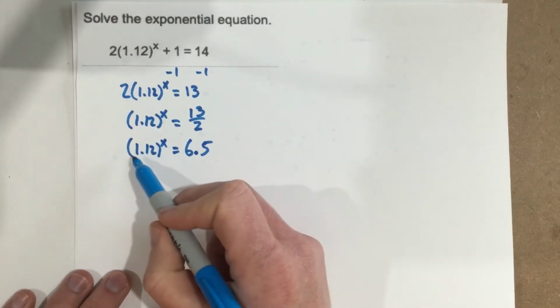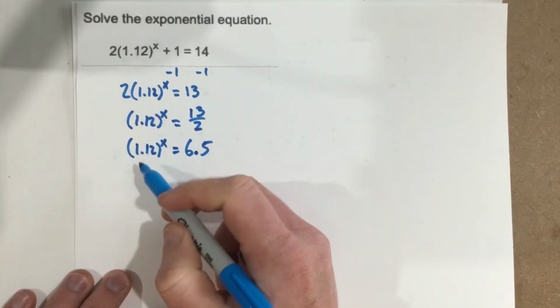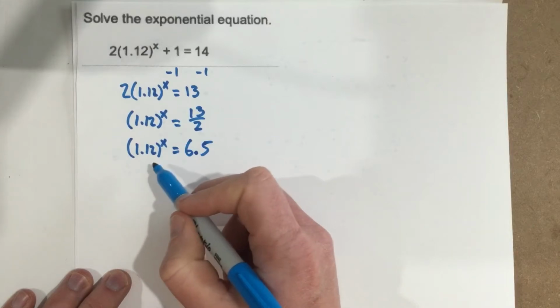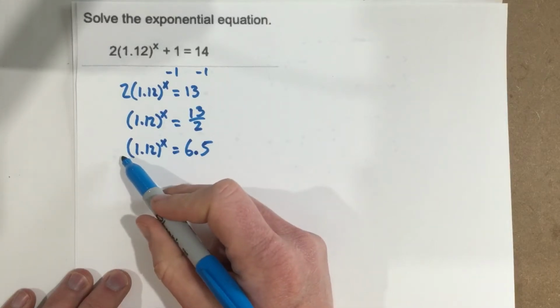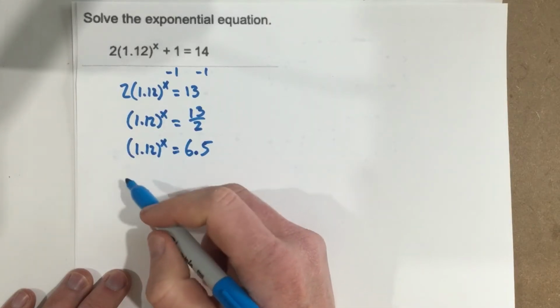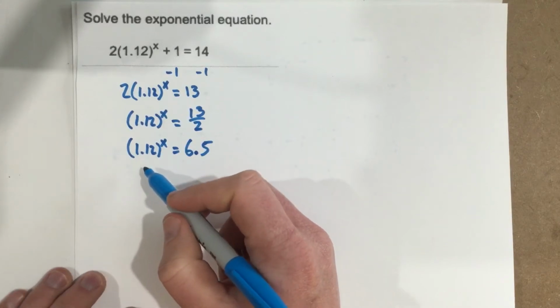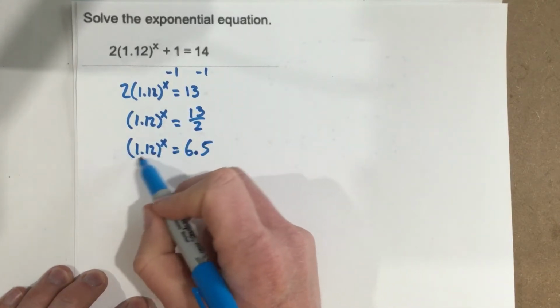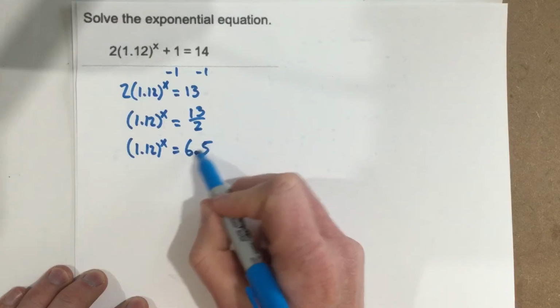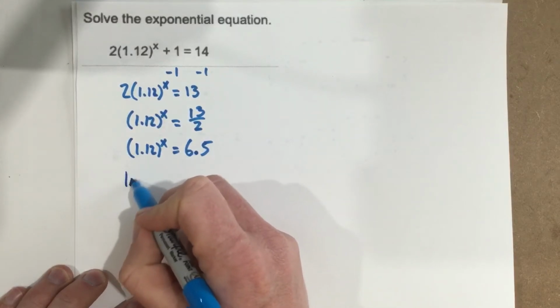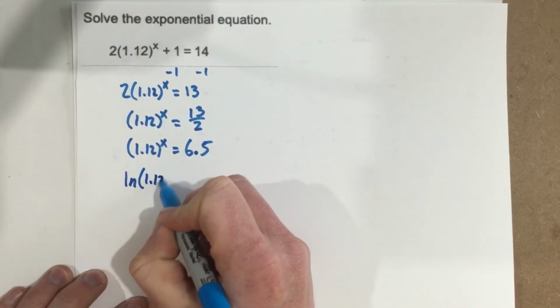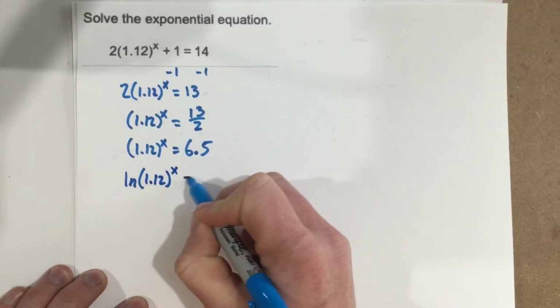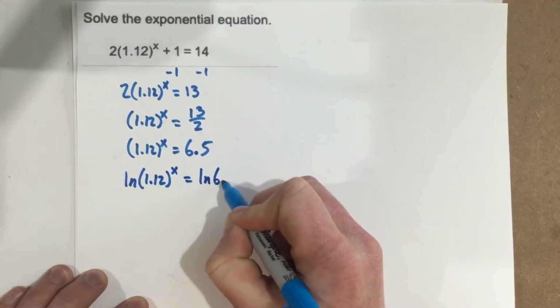So usually I like to use natural log, but you can use log base 10, you can use log base 1.12, you can use any sort of logarithm you want. I like to use natural log because it's easy to write. So we're going to take the natural log of the left side and the natural log of the right side. So natural log 1.12 to the x power equals natural log 6.5.